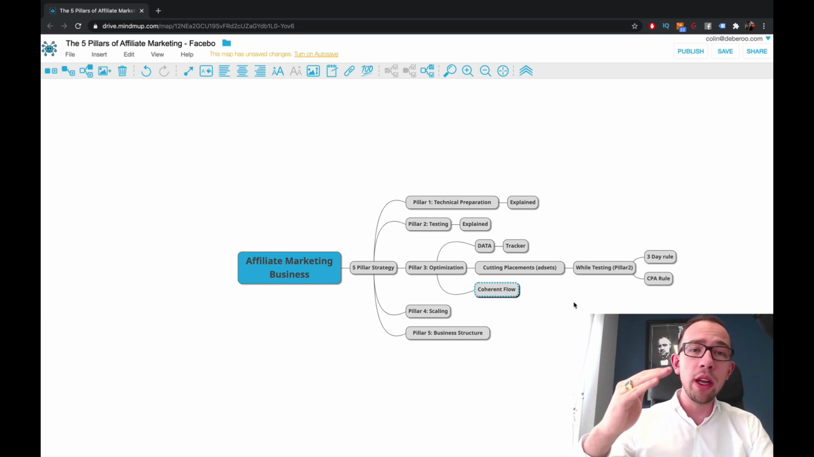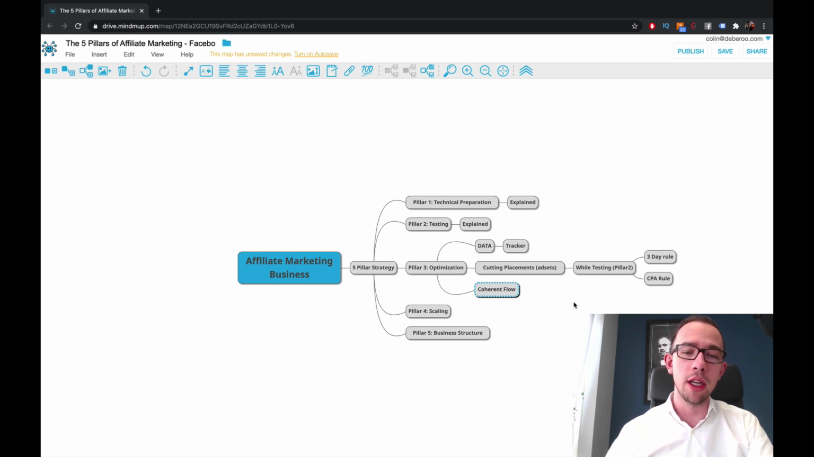Okay, so now when we are focused on optimization, we've got the coherent flow, we've got the cutting of placements, and we've got all the data in the tracker, right? There is not much more to do than to follow and analyze the tracker data. So from the data, that's why I cleared it before, we are going to focus on, well, I can just say patterns, right?